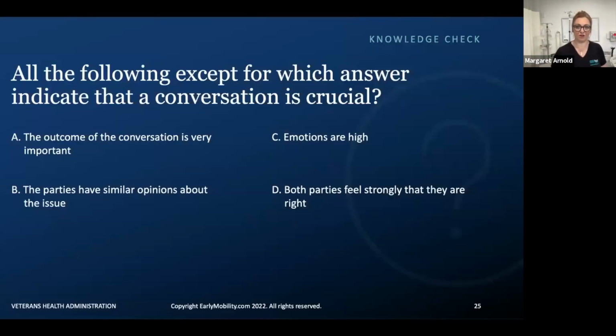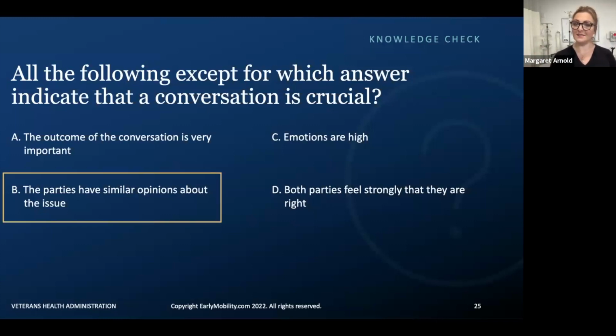So let's do a quick knowledge check. All of the following, except for which answer, indicate that a conversation is crucial. A, the outcome of the conversation is very important. B, emotions are high. C, the parties have similar opinions about the issue. Or D, both parties feel strongly that they are right. The answer is C. If we have similar opinions, the conversation is not going to be conflicting and there's not going to be any crucial conversation needed.